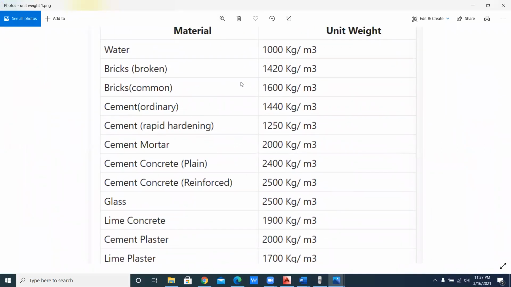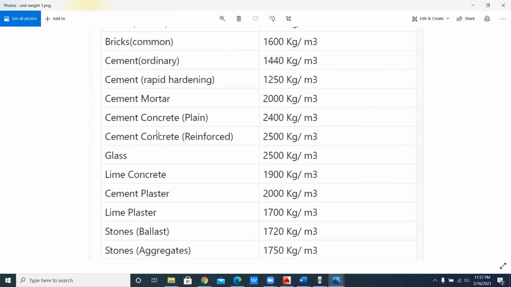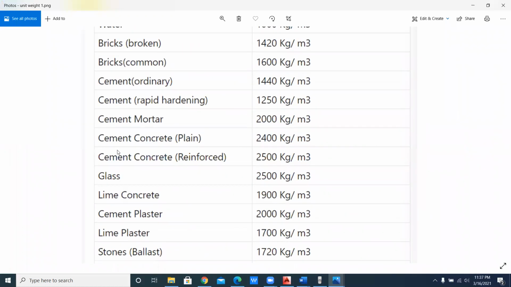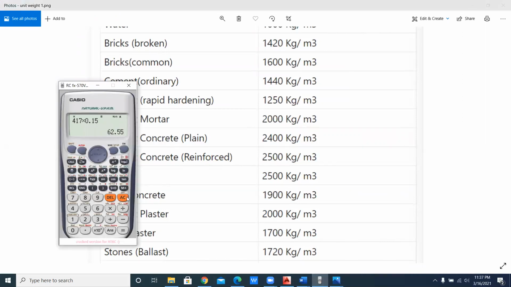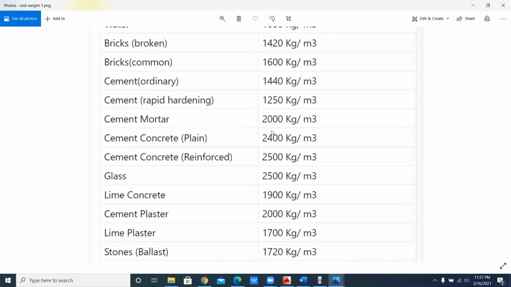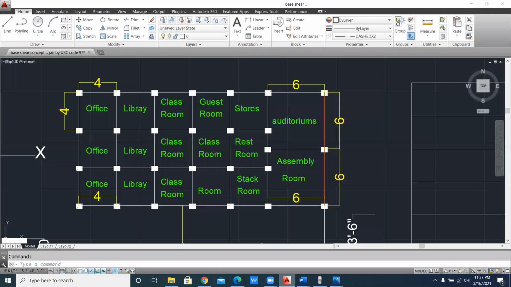Here the brick is broken, common brick, but here you will see that there is the cement concrete plain, that is for plain 2400 kilogram per meter cube. But cement concrete reinforced means cement concrete having some steel, having reinforcement, so that density is normally 100 more. So 2500 kilogram per meter cube. Here we will apply 2500 divided by 100, so that's 25 kilonewton per meter cube. This one is 25 kilonewton per meter cube.